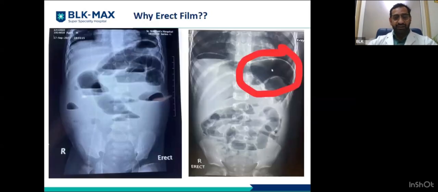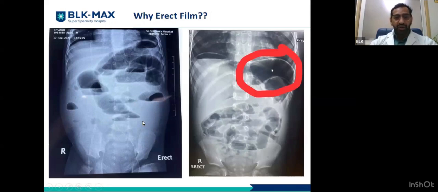So this is an erect film taken, correct? And as you can see here, there are multiple air fluid levels. They are mainly in the upper abdomen. If you see the pelvis, there's hardly any gas in the pelvis. So this is highly suggestive of intestinal obstruction, mostly involving the small bowel.